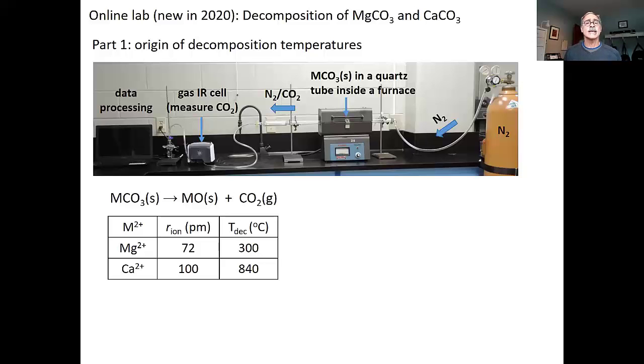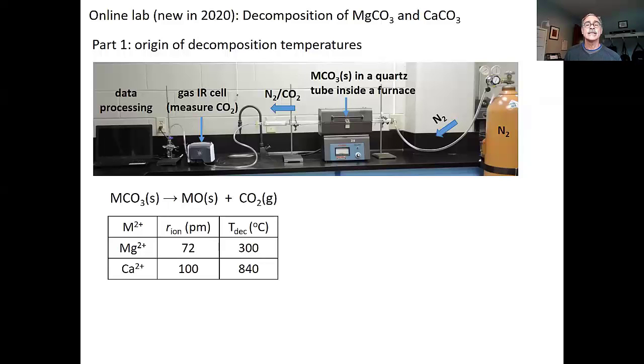So we set up a process system where we had nitrogen gas flowing through a quartz tube. Inside the quartz tube, we have a quartz boat with a pre-weighed amount of a carbonate. And then as we heat it up in a clamshell furnace, we generate CO2 gas, which we could then measure using a gas cell. Students soon found out that for the case of magnesium carbonate, there was a very low decomposition temperature, and for calcium carbonate, a very high decomposition temperature.